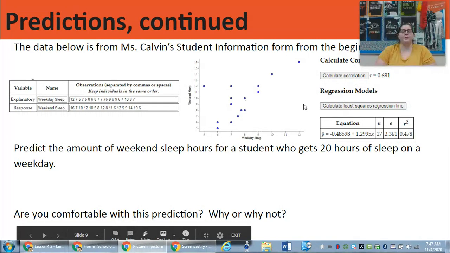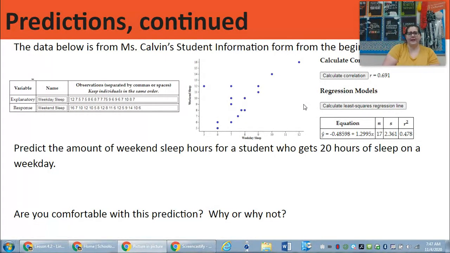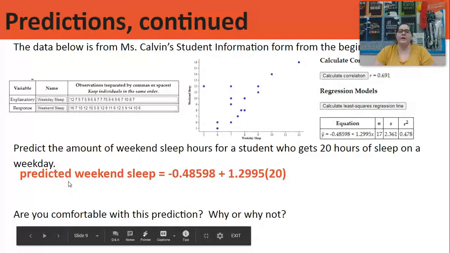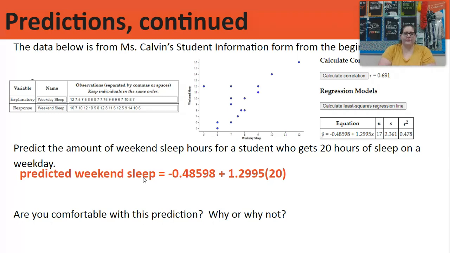So we're going to talk a little bit more about making predictions. This is data, again, weekend sleep versus weekday sleep, same stuff we've had before. So go back to predictions. Remember our formula that we had: predicted weekend sleep is equal to negative 0.48598 plus 1.2995 times weekday sleep.